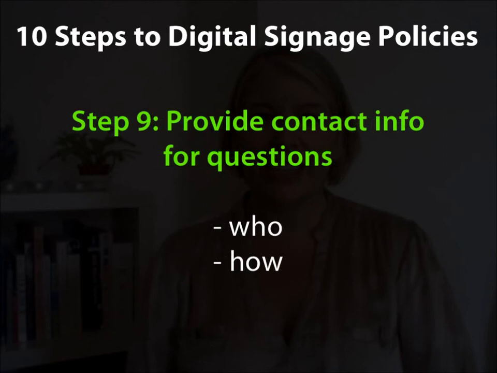Step 9 is to provide contact information for questions. Hopefully, your policies are clear enough that users won't have a lot of questions, but things can sometimes get hectic and unpredictable, so tell your users who they can contact and how if they have questions or problems.